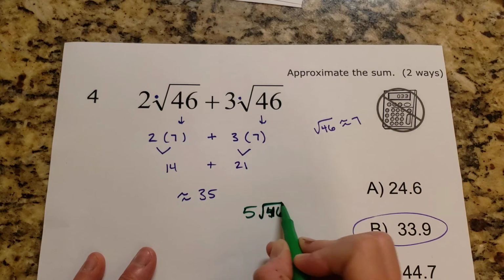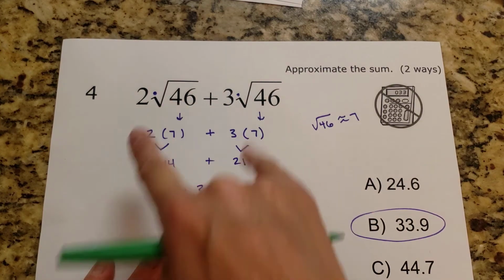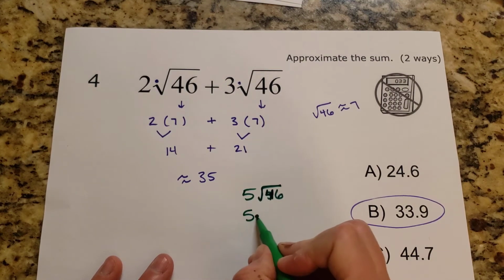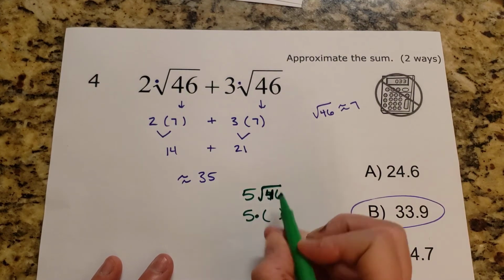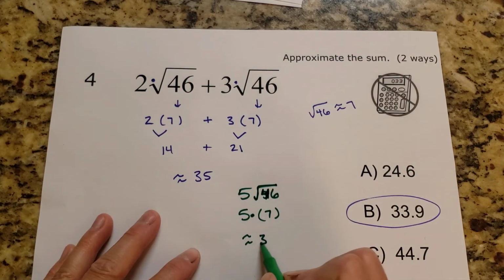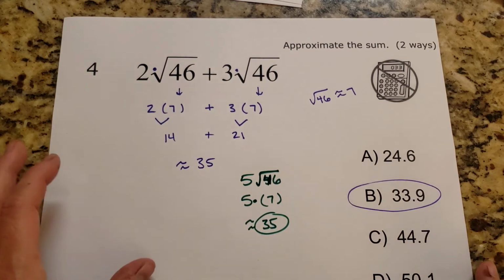So what I can do is just add them together because the radical, or the square root, is the same, and get this. Now look at how quick this is. 5 times, change the square root of 46 like we did up here into a 7, and we get approximately 35, much quicker. So that's another way to think about it if you want to do it like that.